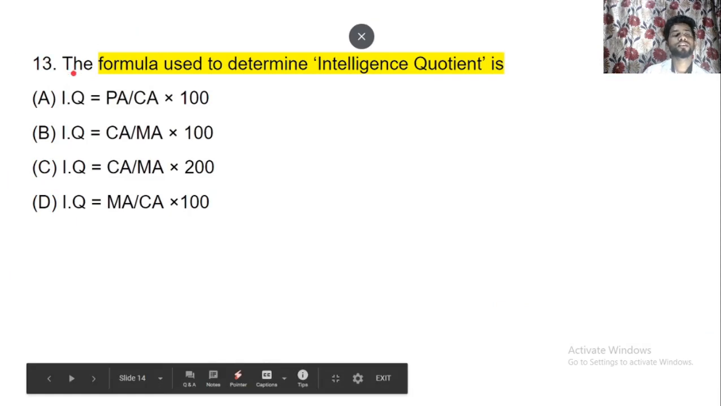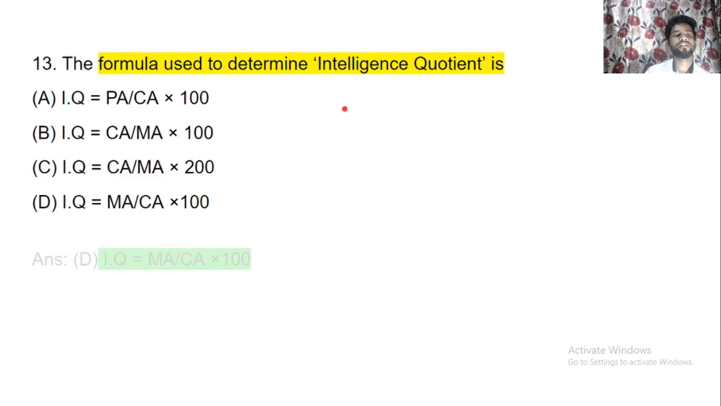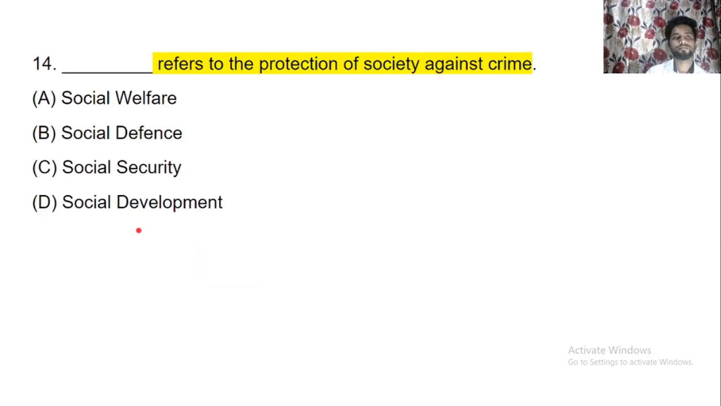So the next question: the formula used to determine IQ is. We all know that IQ is equal to mental age, MA, divided by chronological age, multiplied by 100. Chronological age is your present age, while mental age is something you have to identify by some technique, and after that you multiply it, then you will get your IQ.